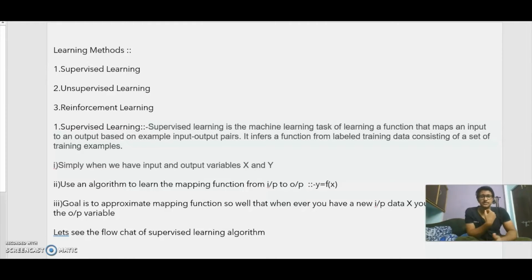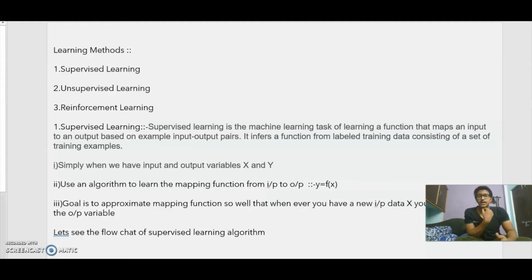Supervised learning is a machine learning task of learning a function that maps an input to an output based on example input-output pairs. It infers a function from labeled training data consisting of a set of training examples. Let's get into what the meaning of this definition is. Simply, we have input and output variables x and y.